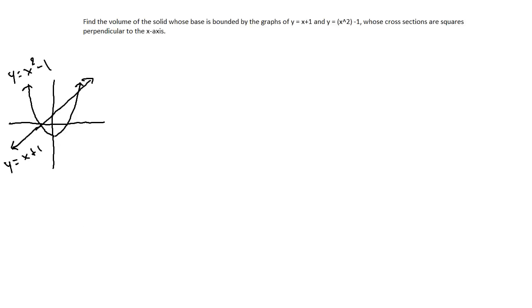Now looking at the graphs bounded by y equals x squared minus 1 and y equals x plus 1, the problem is trying to tell you that this shaded region is going to be the base of the solid, and that each cross-section perpendicular to the x-axis, so like here, here, here, here, they're all going to be squares.